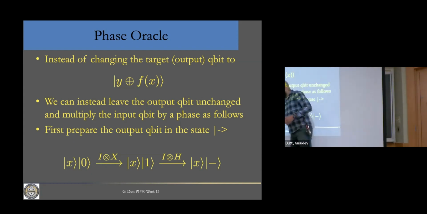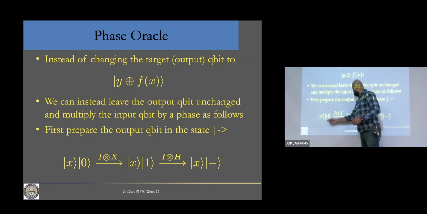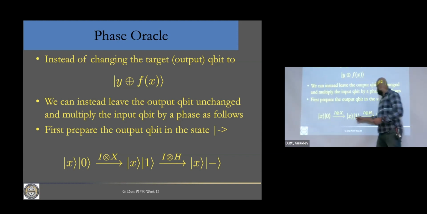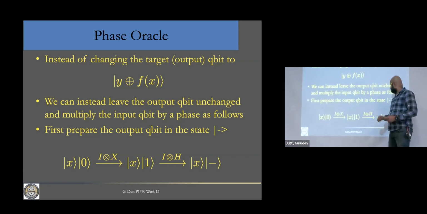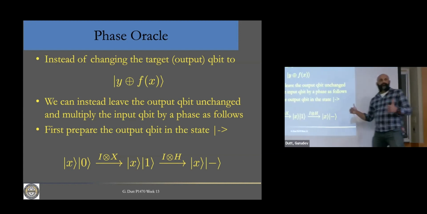How do I prepare that? So we have our X, the input qubit, or the question qubit, whatever you want to call it. And then we have the answer or output qubit, which is Y, which is prepared initially in the state 0. Then I apply our X gate over here. And then I apply the Hadamard, right? And that gives me X and minus. Okay, everybody okay with this?